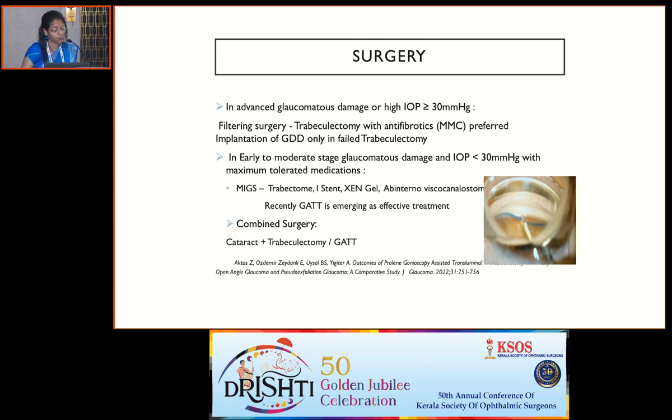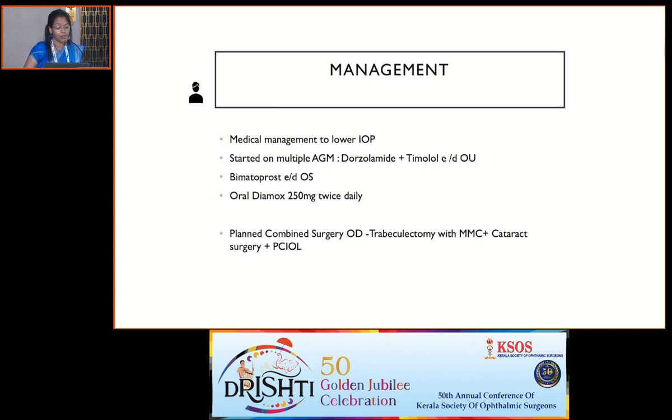Combined surgery is another option where you can go for cataract combined with trabeculectomy, or you can combine it with the GATT procedure. So coming back to this particular case, the patient was initially managed medically with topical medications to bring down the IOP, and the patient was planned for a combined surgery, right eye trabeculectomy with mitomycin and cataract surgery with PCIOL.